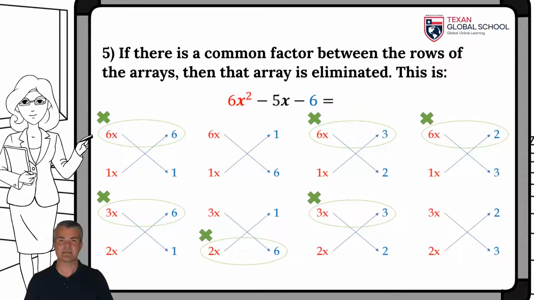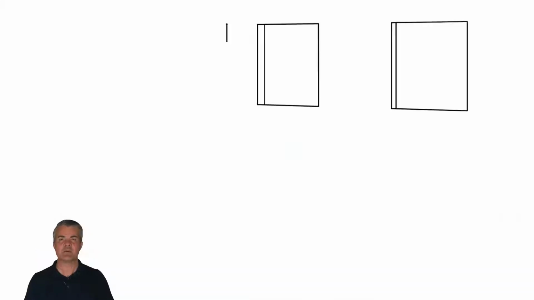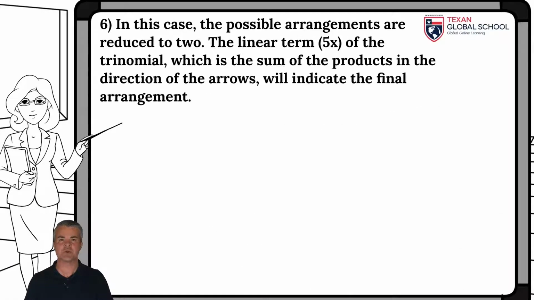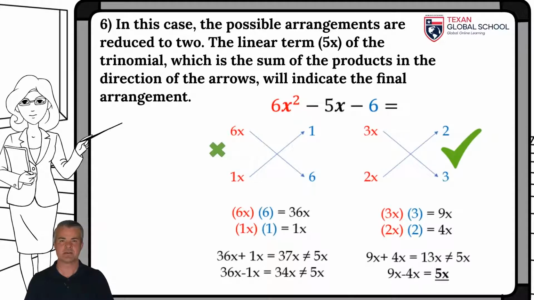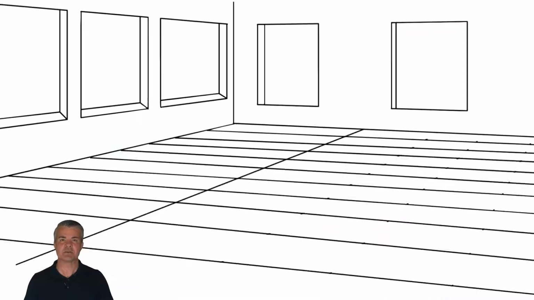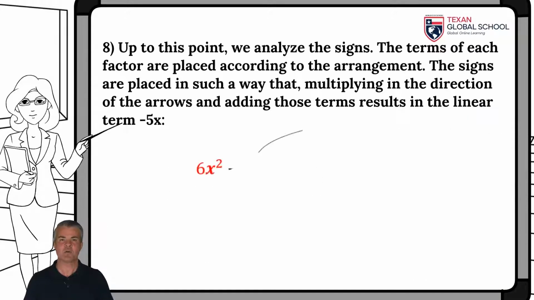The first arrangement is eliminated because the common factor in the row is 6. The third arrangement is eliminated because the common factor in one of the rows is 3. The fourth arrangement is eliminated because there is a common factor of 2 in one of the rows. And so on. With the remaining arrangements, we will analyze the correct one. The linear term of the trinomial, which is the sum of the products in the direction of the arrows, will indicate the final arrangement. We can see that the second arrangement is the only one that can give us negative 5x. Finally, the terms of each factor are placed according to the arrangement horizontally.